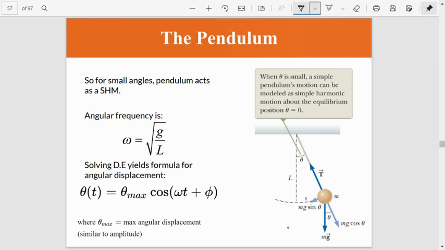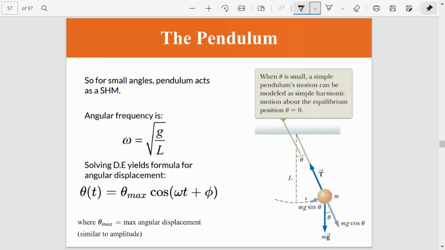So if you go back to your Newton's second law with a small angle approximation, you can solve the second derivative of theta and get a formula for the angular displacement of theta from its equilibrium position. And when we talk about the equilibrium position of a pendulum, that's just when the pendulum's perfectly vertical.